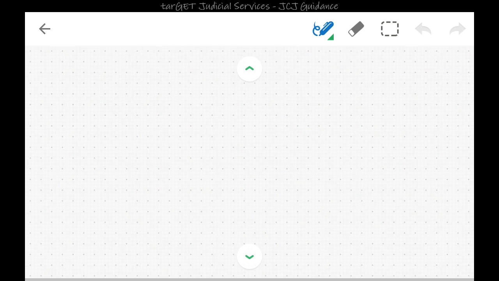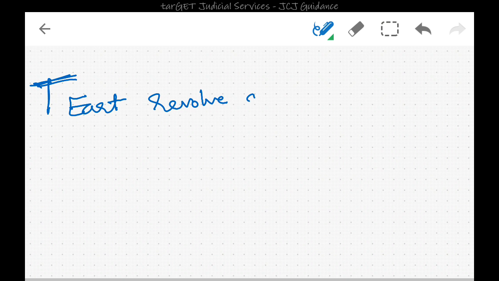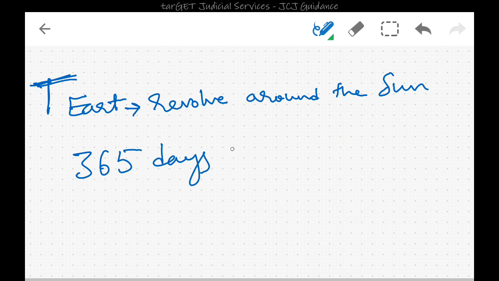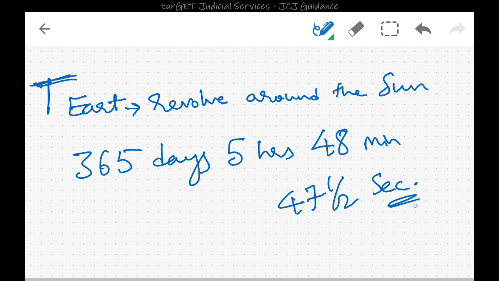How did this come to be? Usually, the time taken for Earth to revolve around the sun is 365 days, 5 hours, 48 minutes and 47.5 seconds. This is the usual time taken by Earth to revolve around the sun. This is called a solar year.